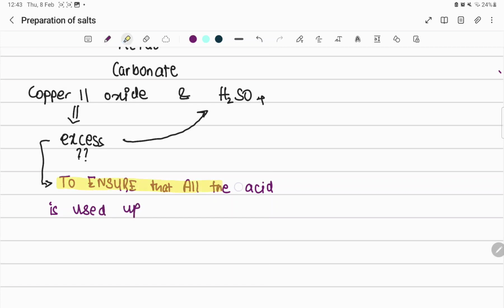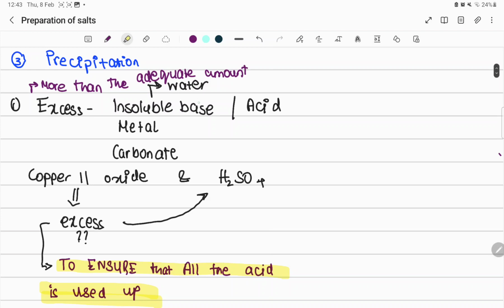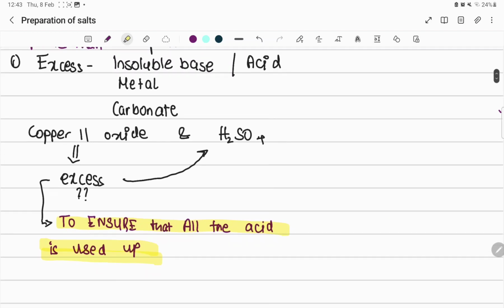This is very important. Make sure you know this. Why are we using excess copper oxide? Why are we using excess insoluble base or excess metal or excess carbonate? It's to ensure that all the acid is used up. Now, the acid is usually warmed up. It's a warm solution, and they might ask you why it is warm, and that is to increase the rate of reaction.